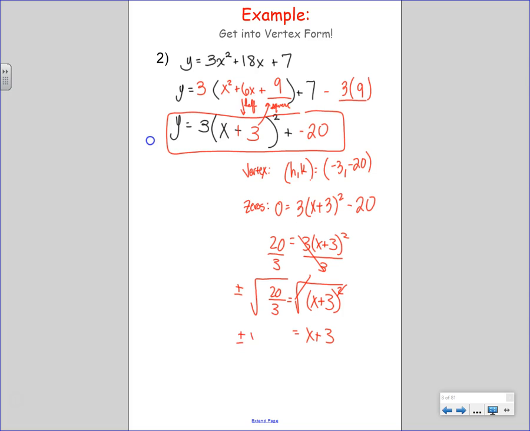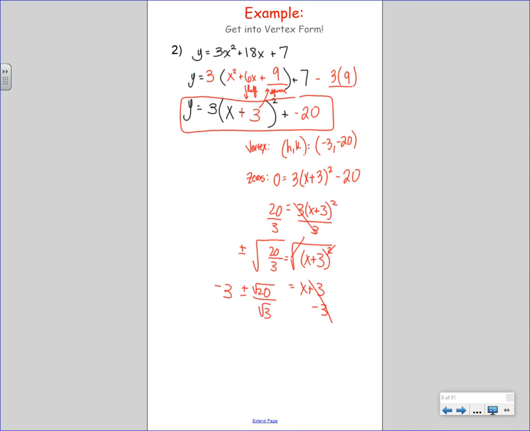If you want to be super snazzy, technically this is root 20 over root 3. We'll have to rationalize in a second. And then put a little -3 in front just to make it a little bit prettier. Usually square roots go at the end of expressions. And we end up with x is equal to, let's see if you guys can make this jump, -3 plus or minus.